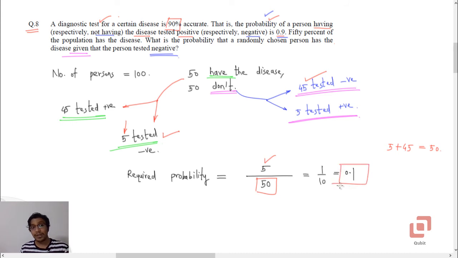Now this being a numerical answer type question, and it has the exact answer of 0.1, you have to type 0.1 in your on-screen keypad. So this is 0.1, the answer to question 8, a probability question which is actually based on the Bayes theorem, but we have indirectly used it. You may try applying the Bayes theorem and try to get the same answer that I have got. 0.1, question 8 on probability.